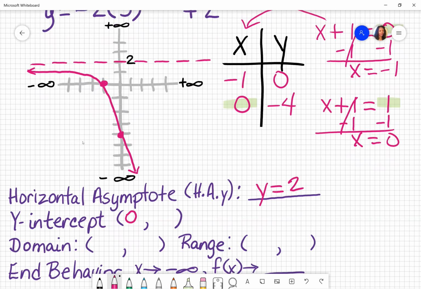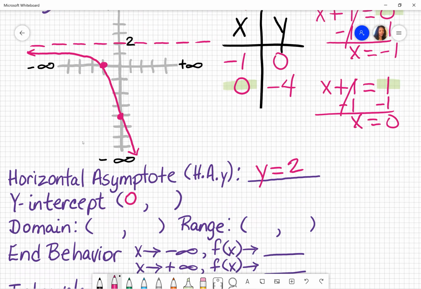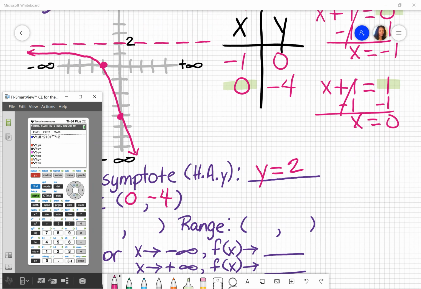You can't really tell by my graph, but if you actually go to a calculator, the first thing you want to do is go to Y and put the problem in. The second thing you want to do, if you just want to see what the graph should look like, is just hit graph. It's not going to show you your asymptote, so you're going to have to manually know how to do that.